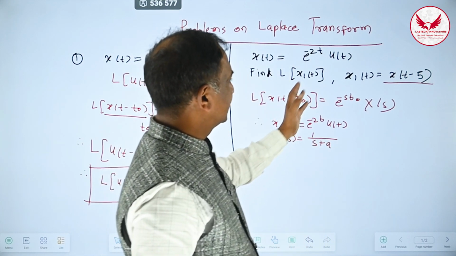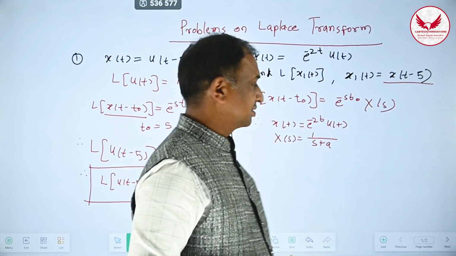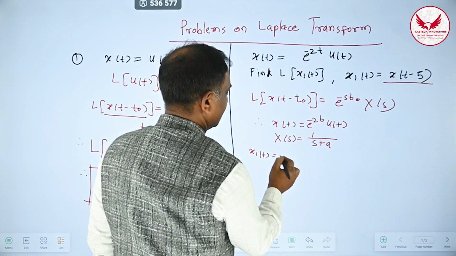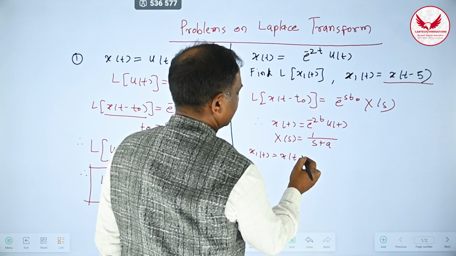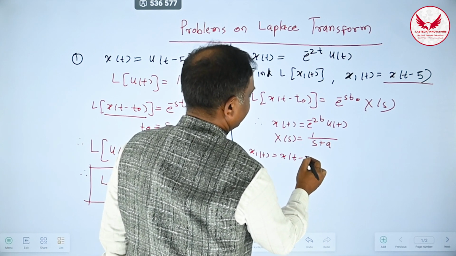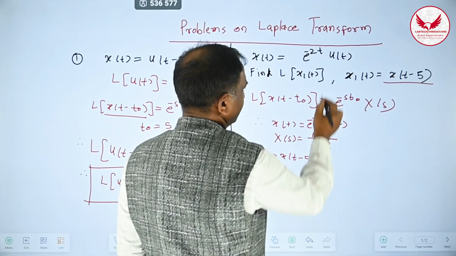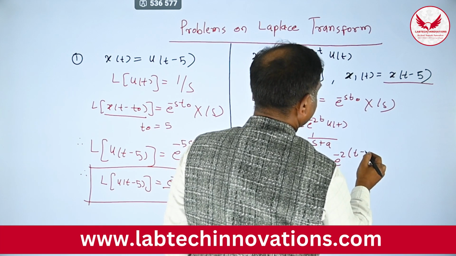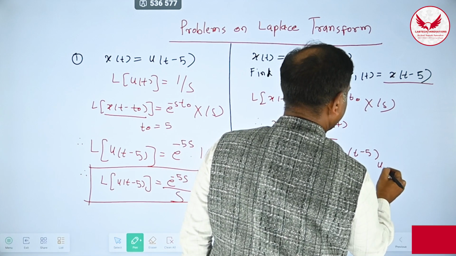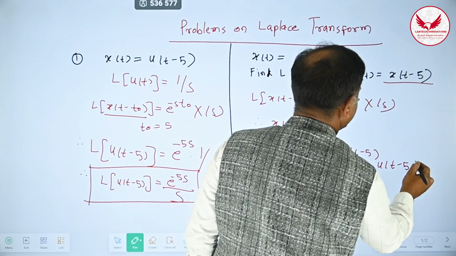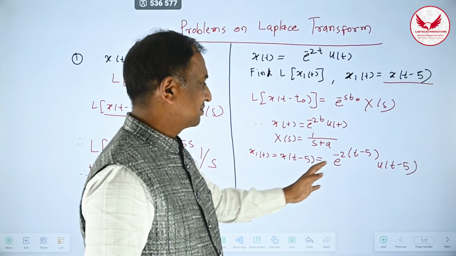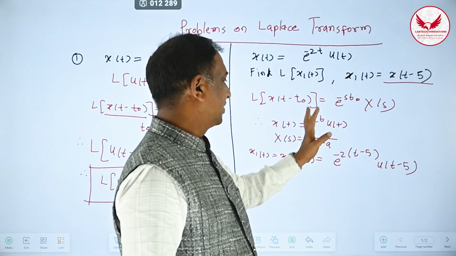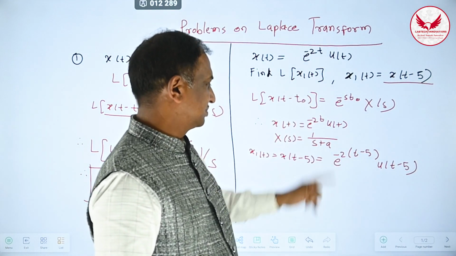Now this signal is shifted by 5 units of time. So x1 of t is equal to x of t minus 5. This is equal to, where t is replaced, e raised to minus 2 into t minus 5 into u of t minus 5. Actually x of t minus 5 will be like this, and they ask us to find its transform, and I will use the time shifting property.